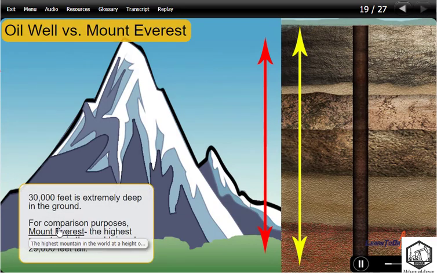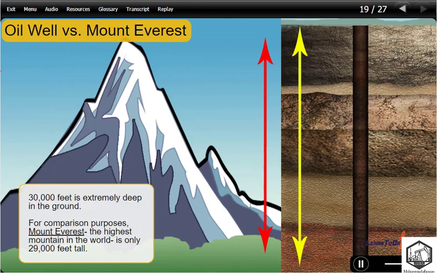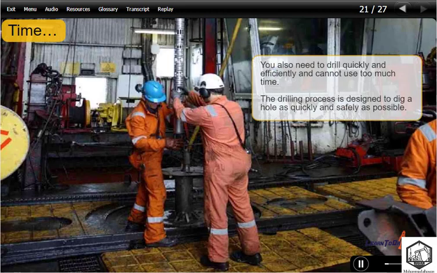30,000 feet is extremely deep in the ground. For comparison purposes, Mount Everest, the highest mountain in the world, is only 29,000 feet tall. When drilling thousands of feet underground, the world is a very different place. Extreme temperatures, extreme pressures, and other conditions make deep drilling much more difficult than digging a simple hole. You also need to drill quickly and efficiently and cannot use too much time. The drilling process is designed to dig a hole as quickly and safely as possible.